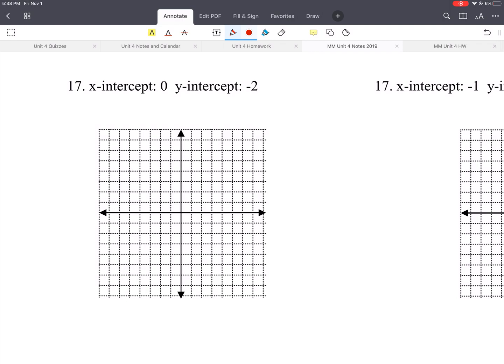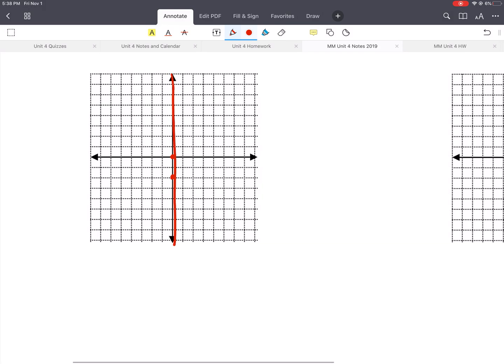Okay, 17, we'll do another example. X-intercept would be 0, and it says the y-intercept is -4, or -2. Okay, if we drew a line between those 2 points, we would get a vertical line where x equals 0.